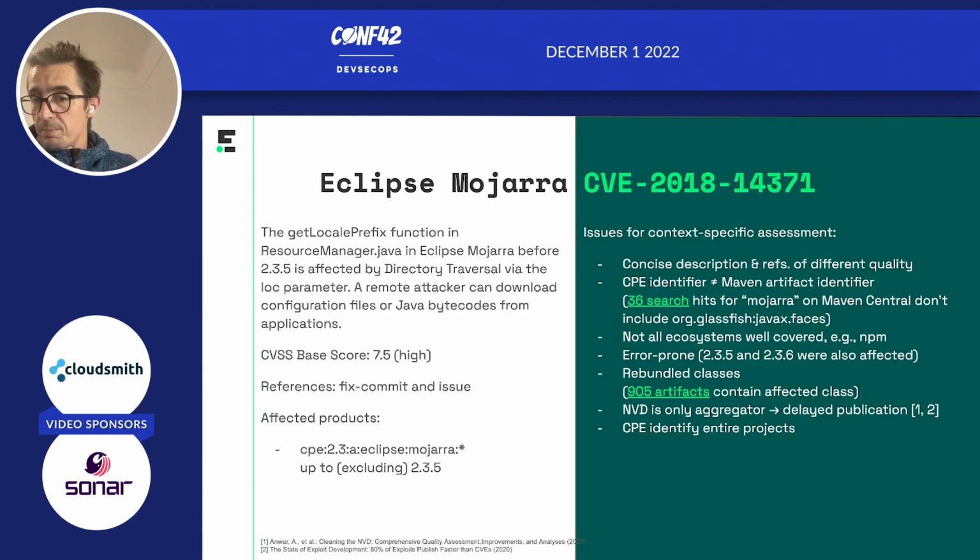Another problem is not all ecosystems are well covered by NVD. Java is relatively well covered. NPM, for example, is not so well covered.